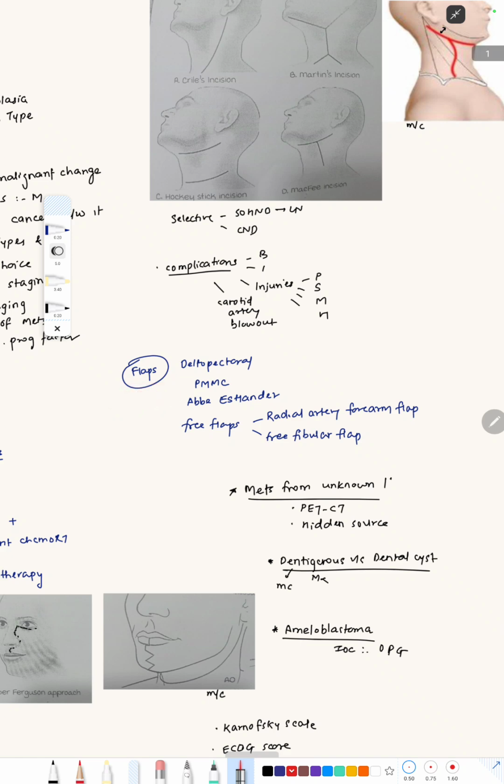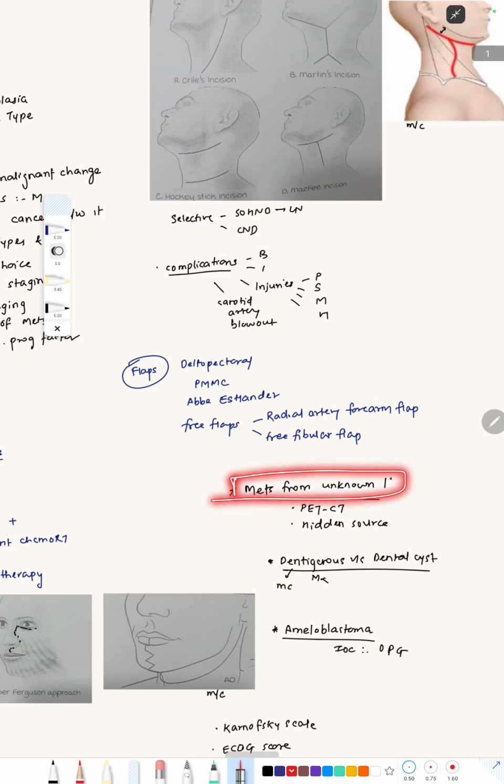Now the flaps that are used: there is a deltopectoral flap, then pectoralis major myocutaneous flap. This is the most common type of flap that is generally used for oral surgeries or oral cancer. Abbe-Estlander flap is used for lip cancer and for angle of mouth tumor. Free flaps: the radial artery forearm flap is the most common flap. Free fibular flap is generally used for reconstruction of the edentulous mandible, that is a mandible having no teeth.